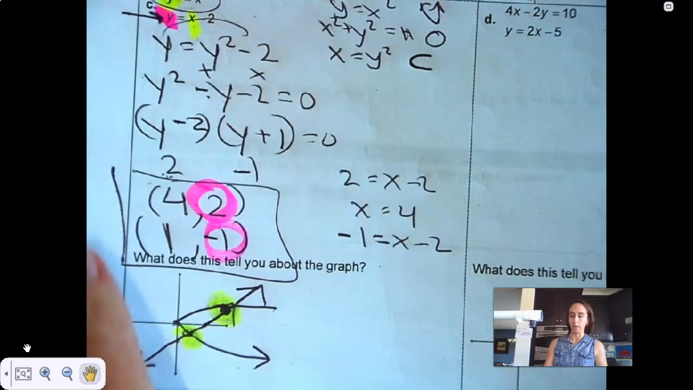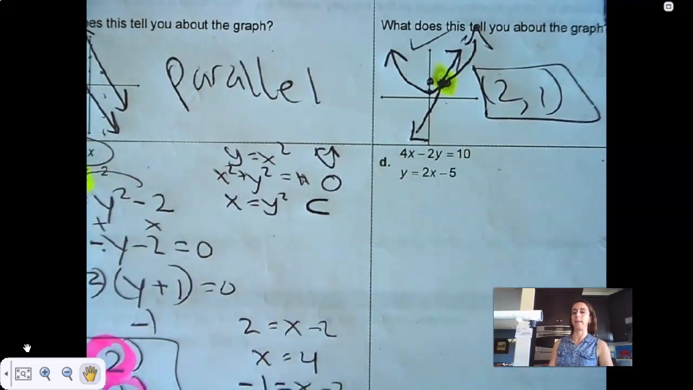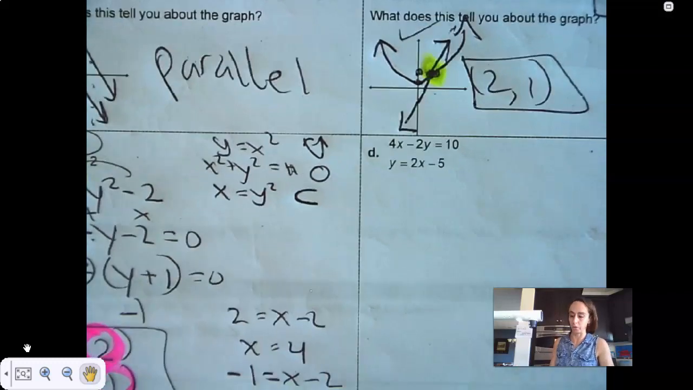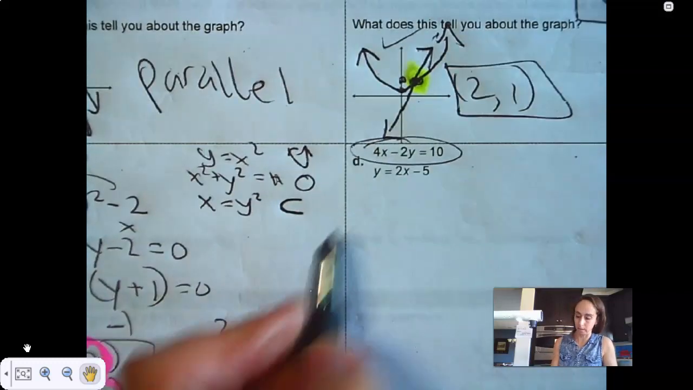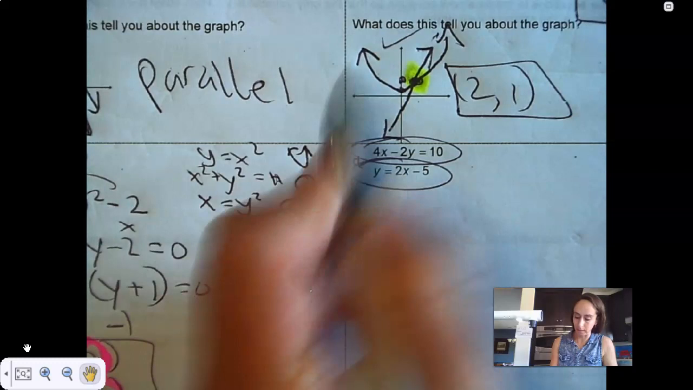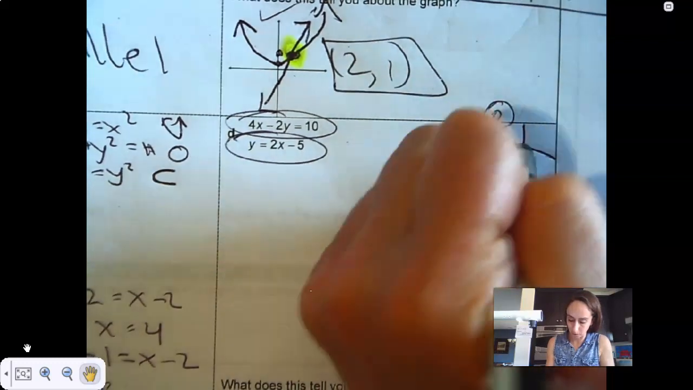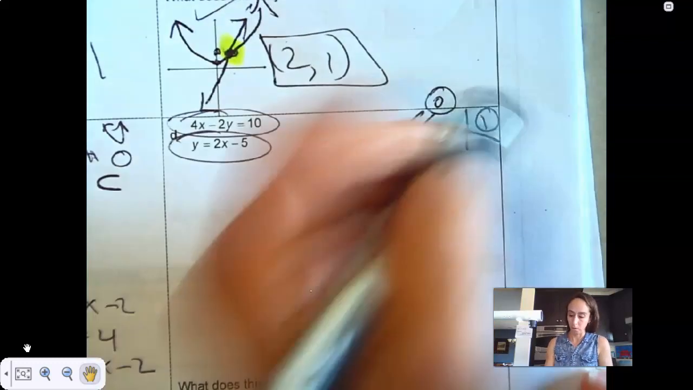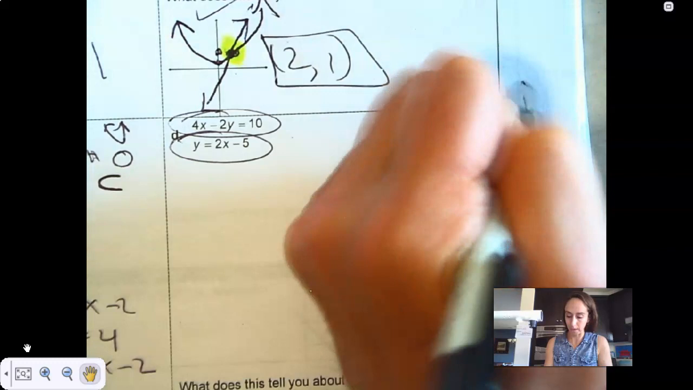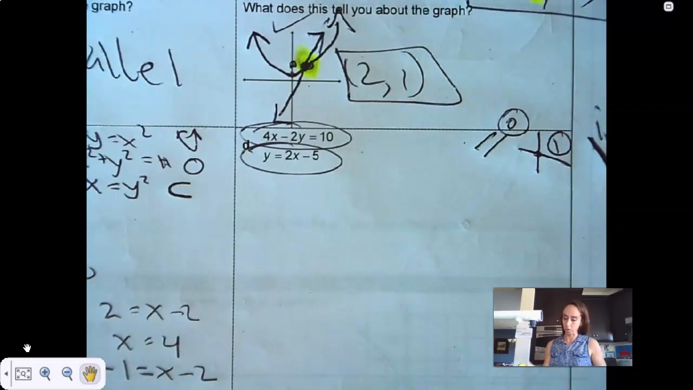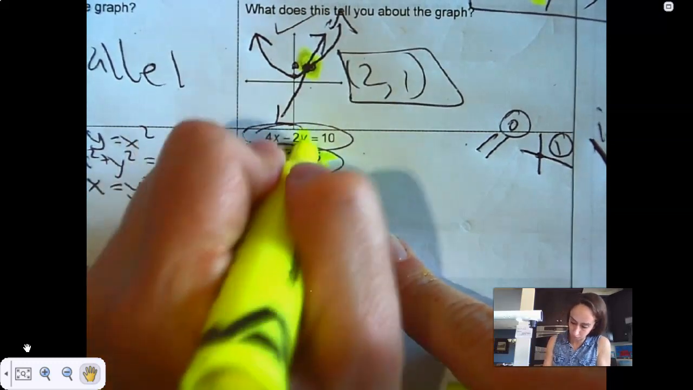All right. Let's look at letter D. Keep in mind, I might say how many solutions. Tell me all the possible possibilities for solutions. So this is a line, and this is a line. So they can either not touch, they can touch one time, or they could be the exact same line and be infinite. Okay? So let's solve this. I'm going to solve by substitution.